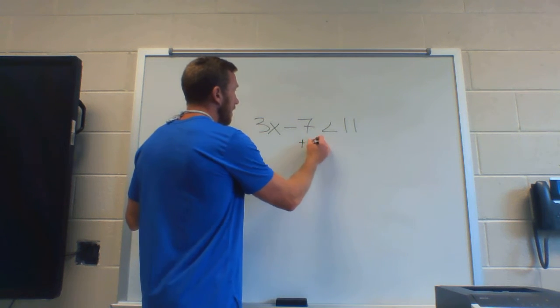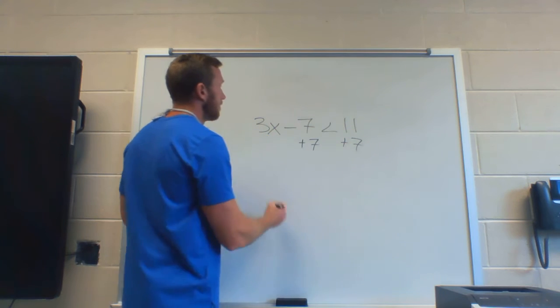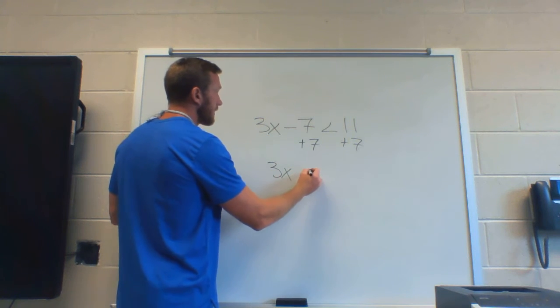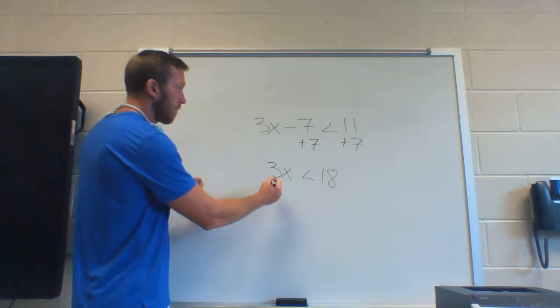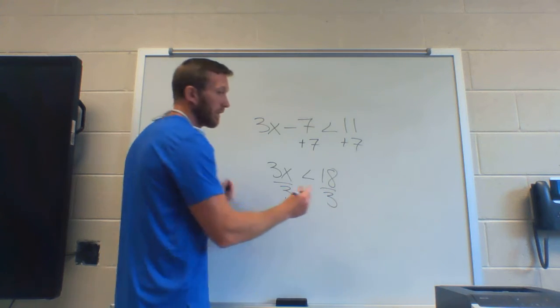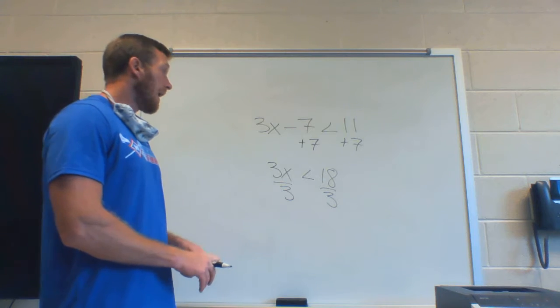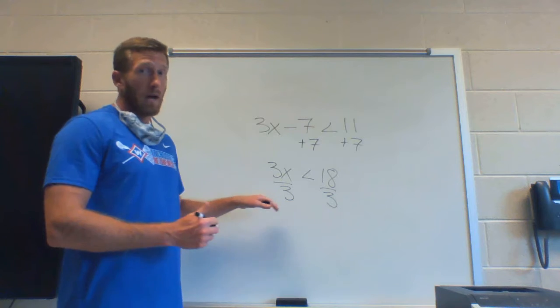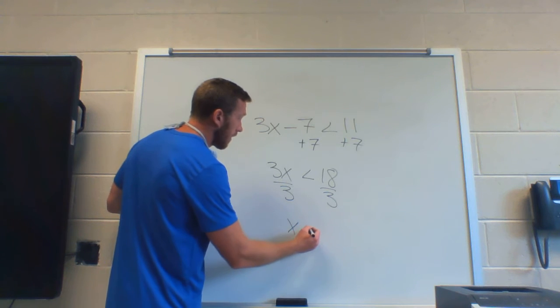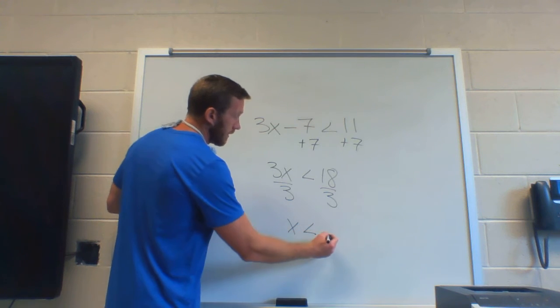So first step, add 7 to each side. We get 3x is less than 18. Next step, we divide by 3. In this step, you do not have to flip the inequality symbol because we just divided by a positive value. So x becomes less than 6.